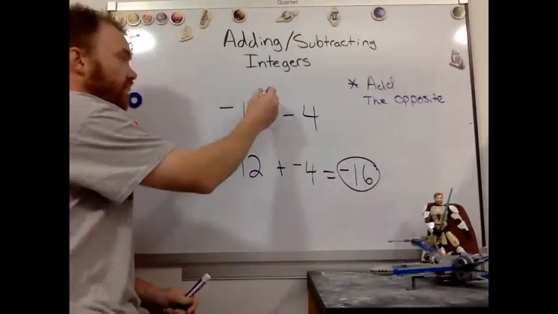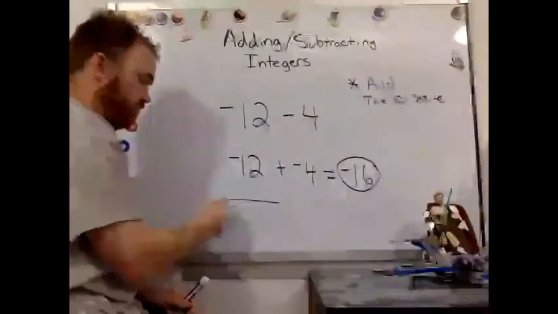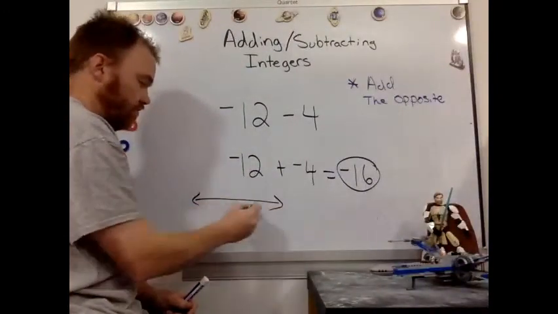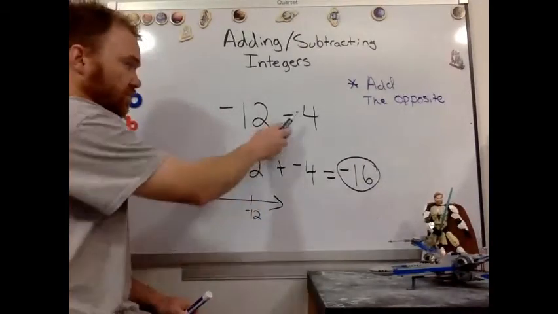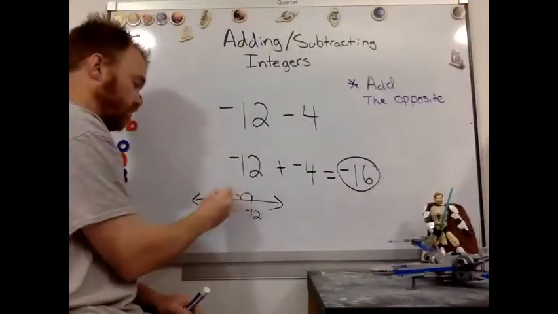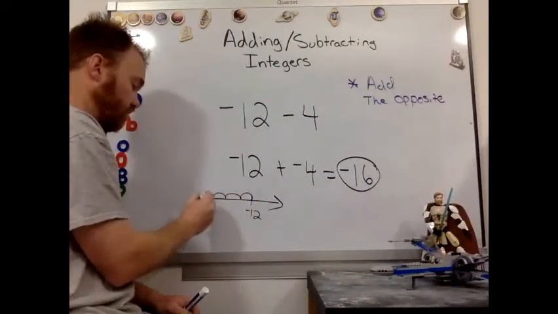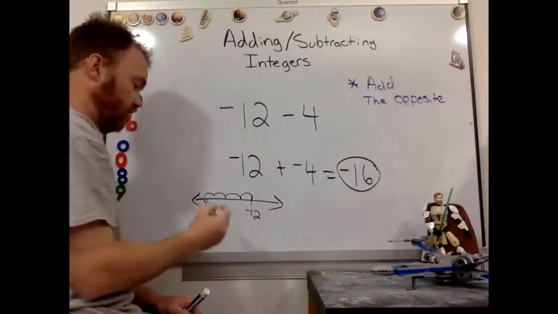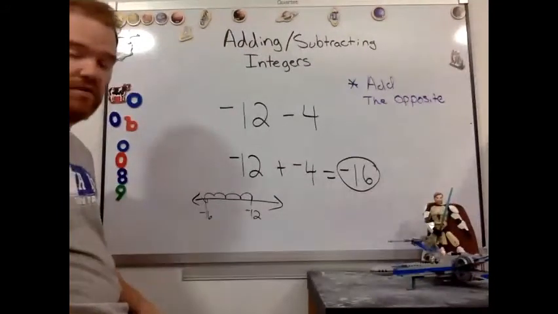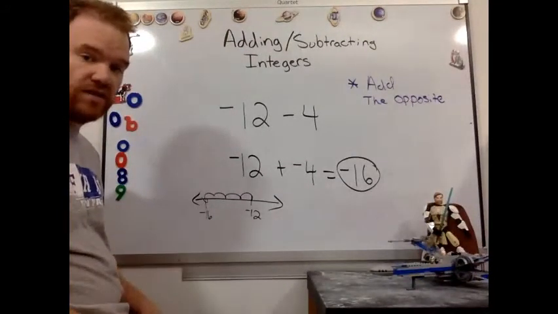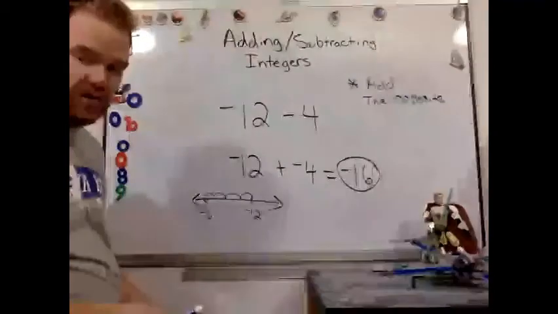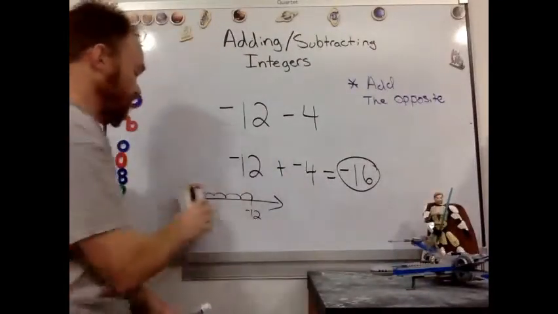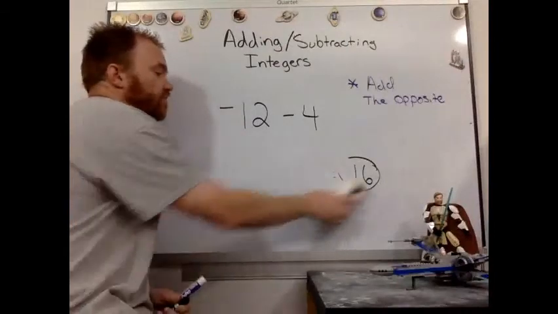Another way to model that, if I modeled that on a number line, here's my negative 12, and I'm going to subtract 4, right? 1, 2, 3, 4. We've subtracted 4, and we go left on the number line. So that's another way to make that make sense. Okay. I'll let you do one example on your own of subtracting.